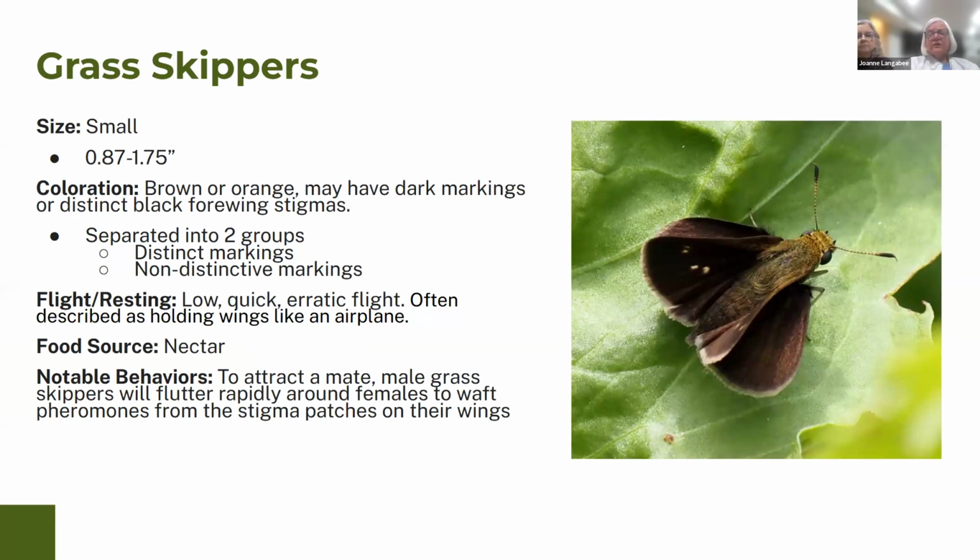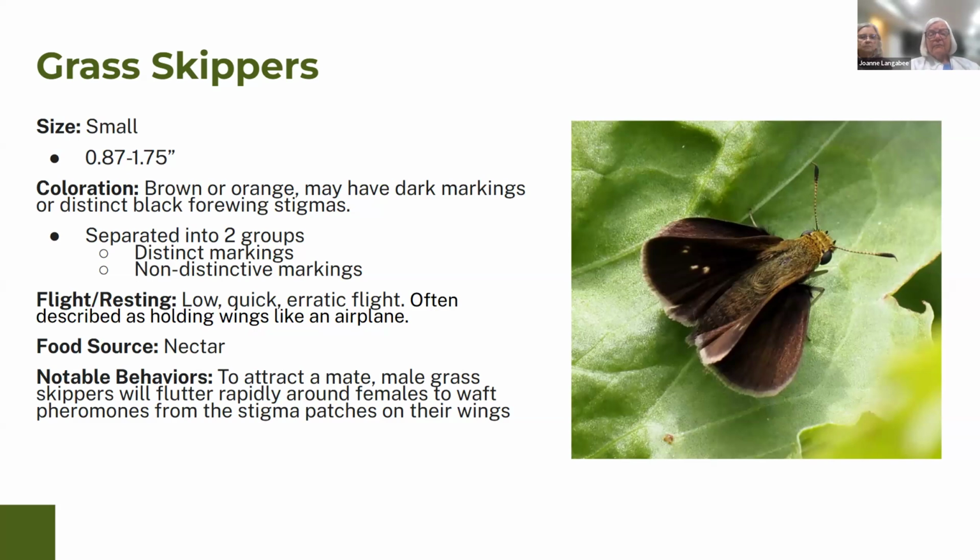As the picture shows, they have one set of wings up and the others down, kind of like an airplane. And usually they're low, quick, erratic. They're so easy to overlook. You have to train yourself kind of to see some of these butterflies. They do like nectar.